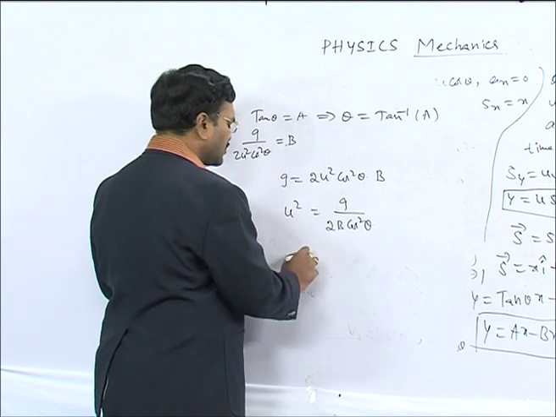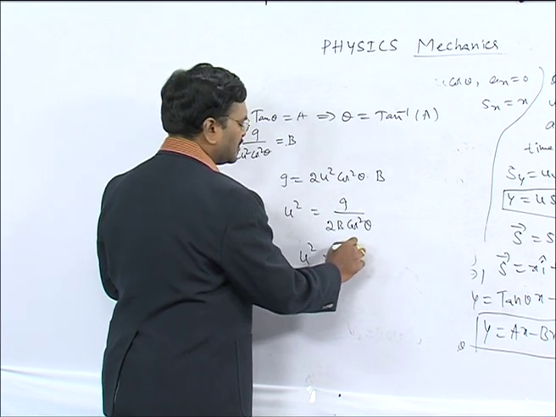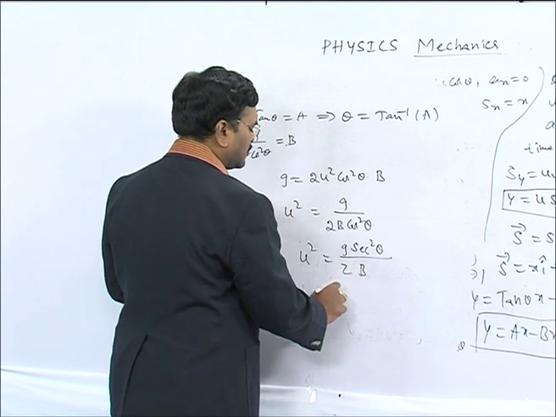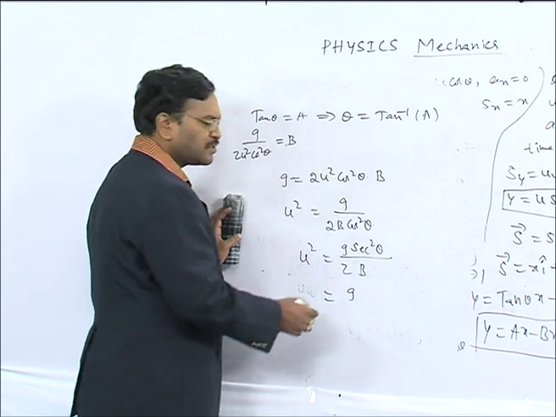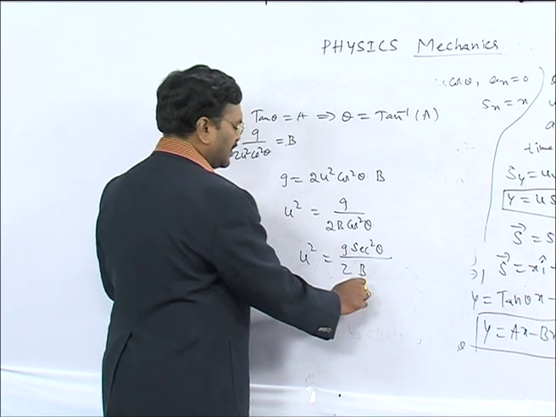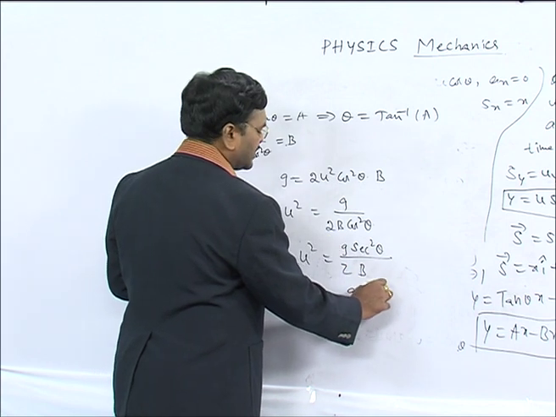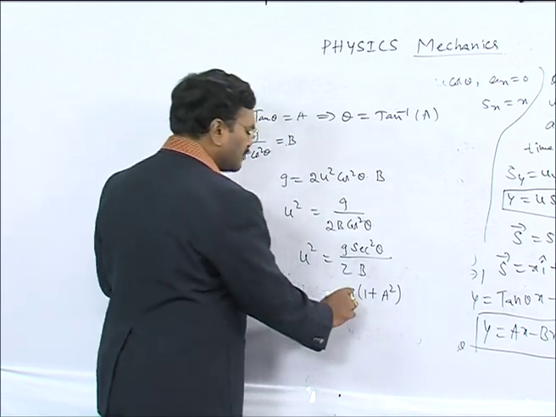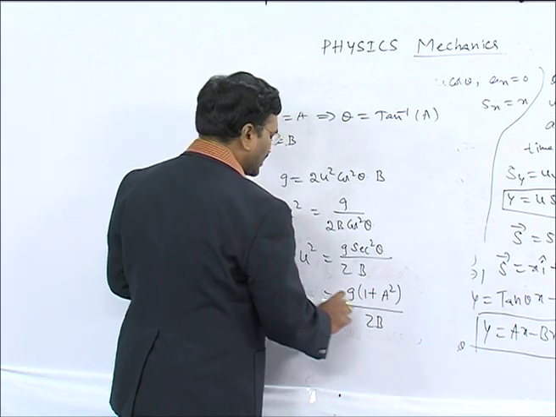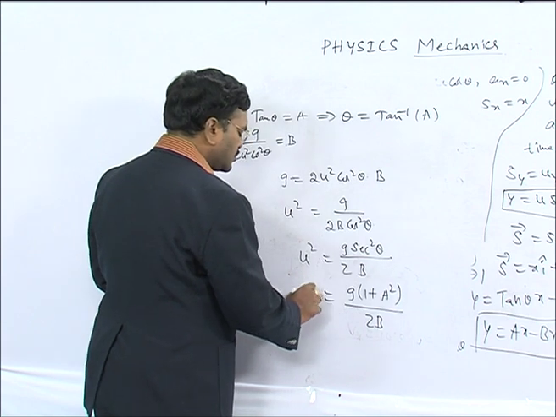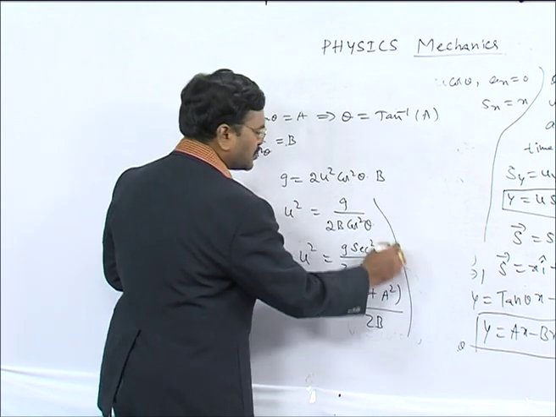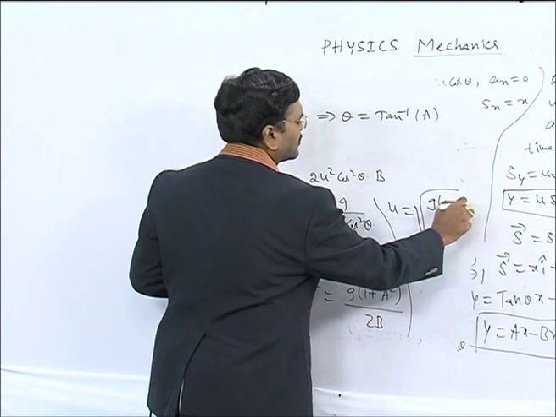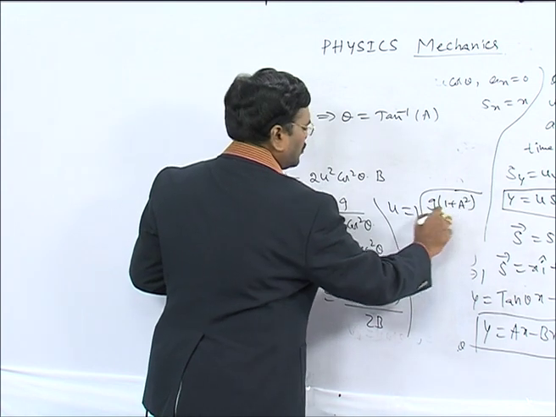Now, 1 by cos square theta is secant square theta, so g into secant square theta by 2b. Secant square theta is 1 plus tan square theta. Now, 1 plus a square, because a is tan theta. So g into 1 plus a square by 2b is u square. Now, u is equal to under root of g into 1 plus a square by 2b.